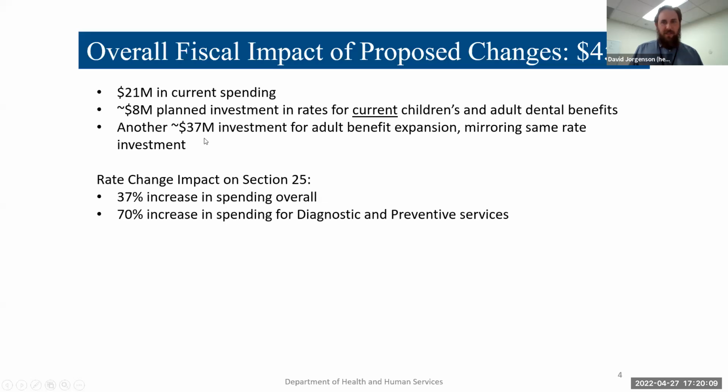Another $37 million on top of that is the amount of investment we are anticipating for the adult benefit expansion. So that would cover the new codes, the changes to PA requirements, any additional utilization that adults will be experiencing once the benefit goes live. And all of that will also mirror the same rate investments. So the $8 million isn't the only investment. That's just that baseline number where if everything else stayed constant, the rates alone would add $8 million.